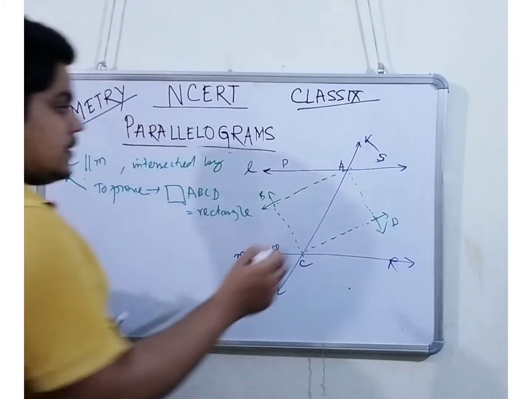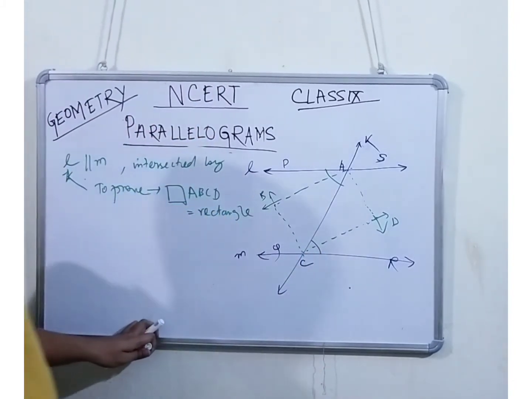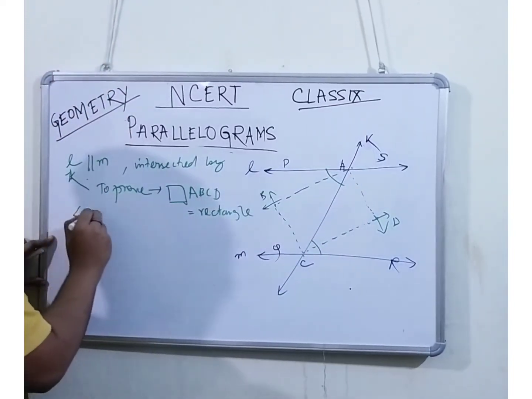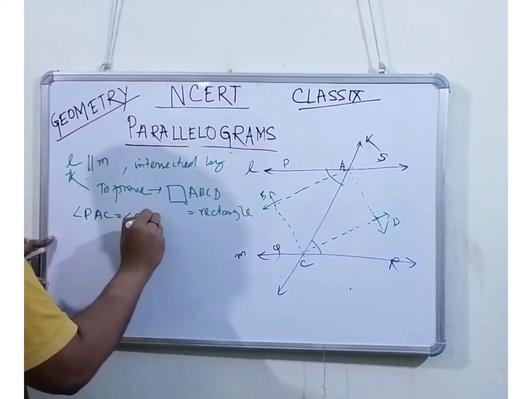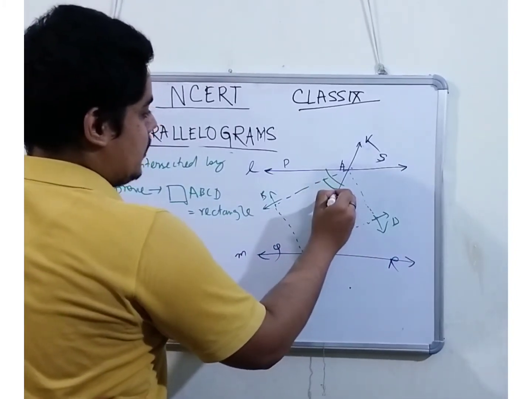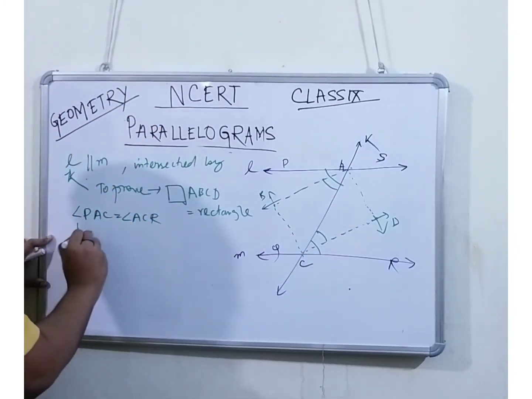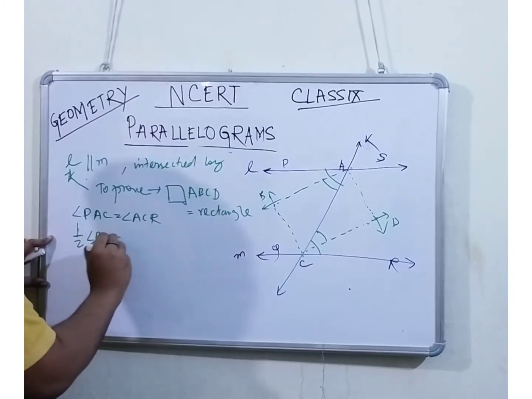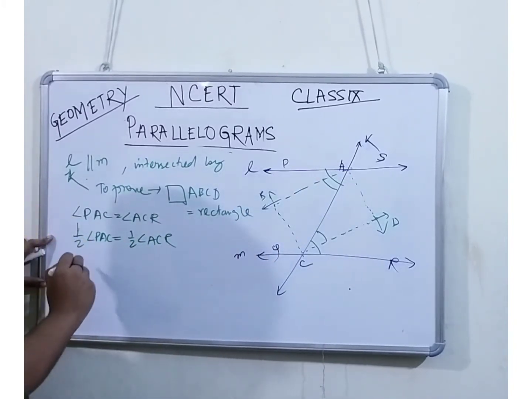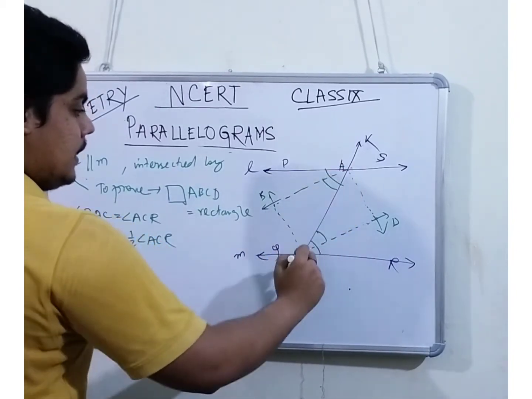So what can we say? These are angle PAC and angle ACR. These are parallel lines and this is a transversal, so angle PAC will be equal to angle ACR, no doubt. Now this line is the bisector of one and this is the bisector of the other. So half of PAC is equal to half of ACR. Half of PAC will be BAC, and half of ACR will be ACD.